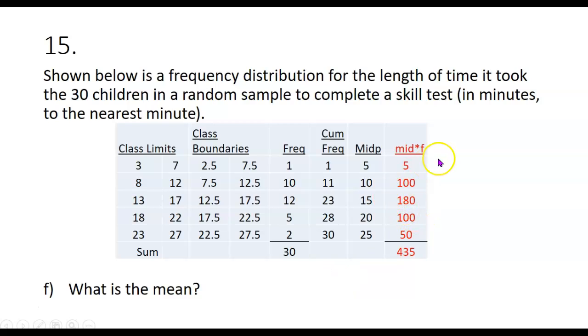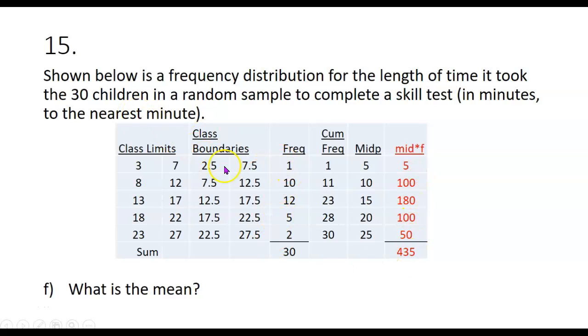To find the mean for a grouped frequency distribution like this, I need to make another column for frequency times midpoint, where I multiply together the numbers in the frequency column times the numbers in the midpoint column. So 1 times 5 is 5, 10 times 10 is 100, 12 times 15 is 180, 5 times 20 is 100, 2 times 25 is 50. And I need to add that column up together.